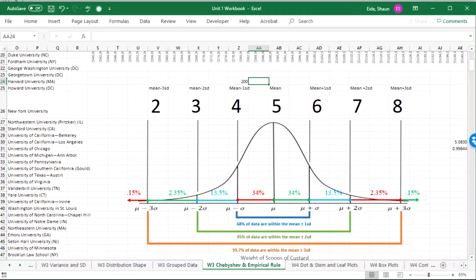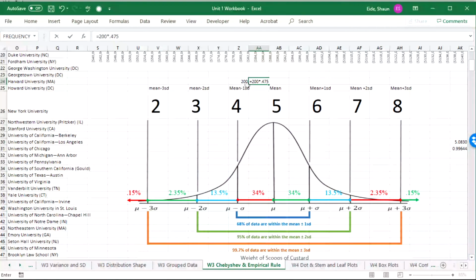Or another thing, if I were to say, okay, we took a look at 200 people who got ice cream cones. Of those 200 people, based on this information that we have right here, how many of them had an ice cream cone or a custard cone that's between 3 to 5 ounces? So what we would do is take 13.5 plus 34, and we'd do 200 multiplied by 47.5, or better yet, 0.475.